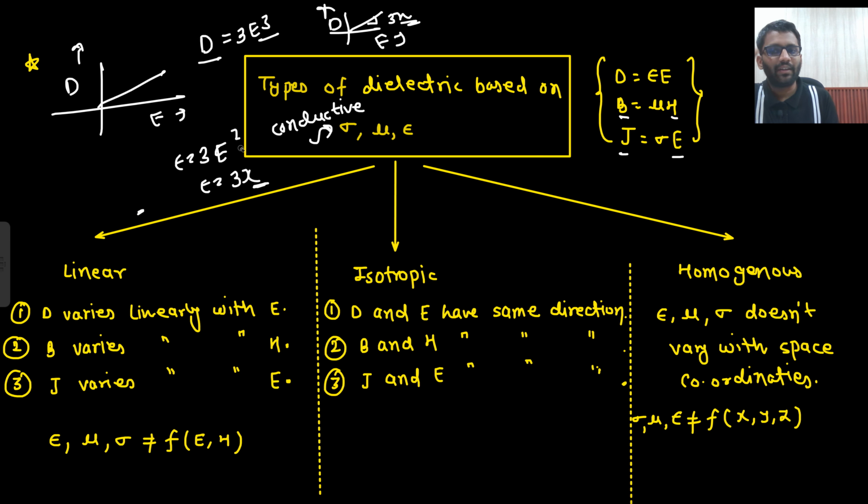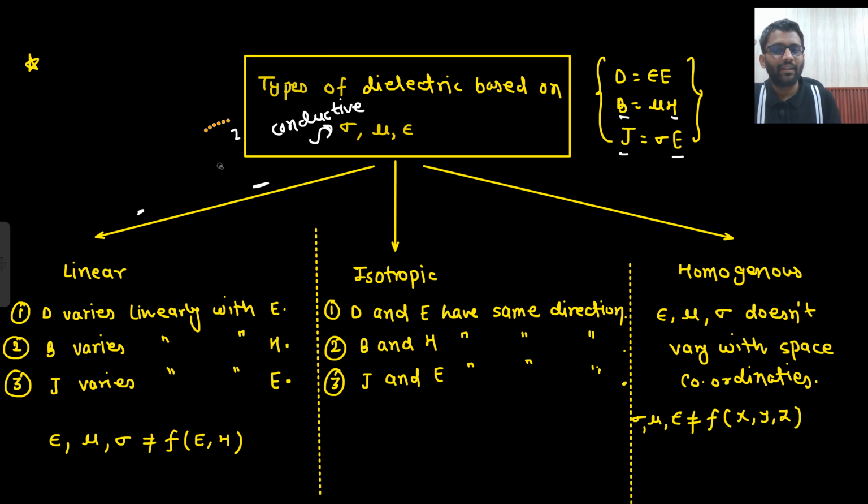How will you remember? Linear medium. D should vary linearly with E. So if I want a linear relation, epsilon cannot be a function of E. Same goes for mu, same goes for sigma. Isotropic medium, we will discuss about it.